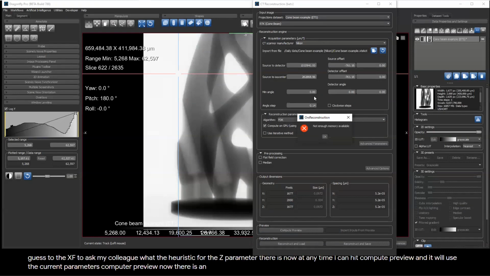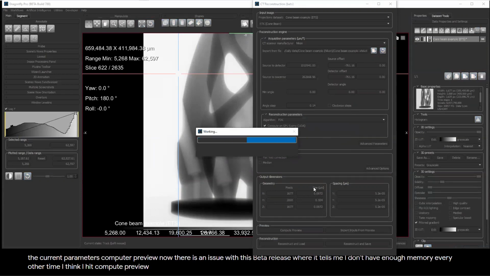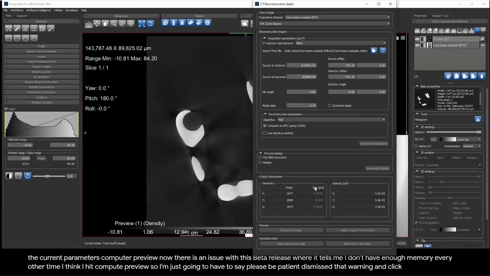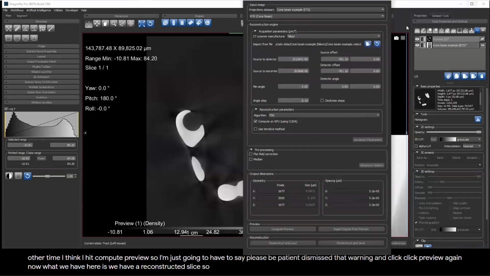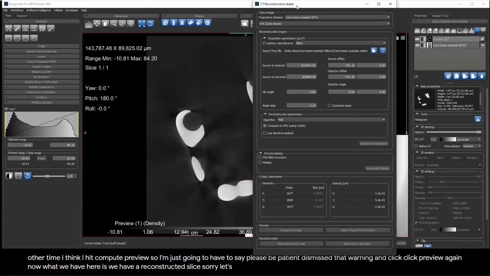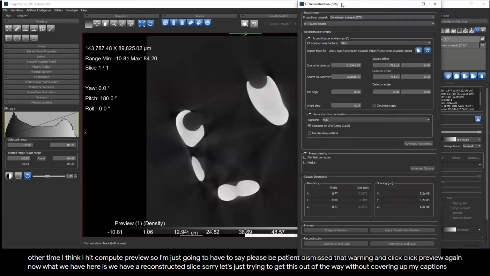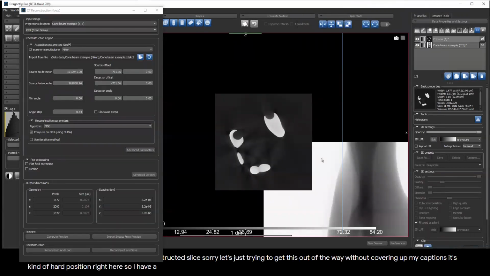Now, there is an issue with this beta release where it tells me I don't have enough memory every other time I hit compute preview. So please be patient, I'm just going to dismiss that warning and click preview again. Now, what we have here is a reconstructed slice. Sorry, I'm just trying to get this out of the way without covering up my captions. I'm going to position it right here. So I have a reconstructed slice.